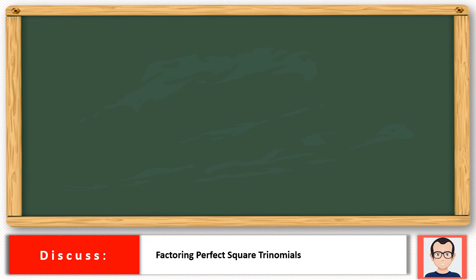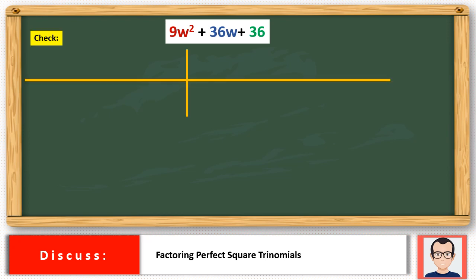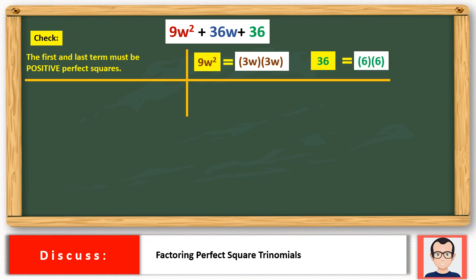For our second example, we have 9w squared plus 36w plus 36. Let's check if it is a perfect square trinomial. We will see that the first and last term can be expressed as perfect squares. So that's a check for us.